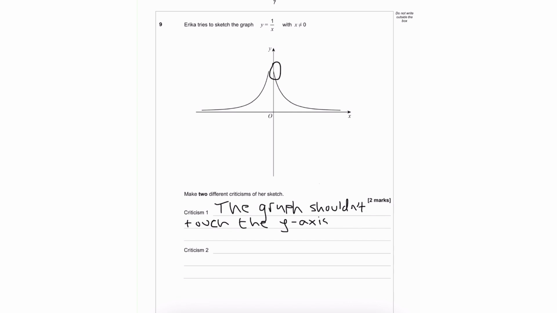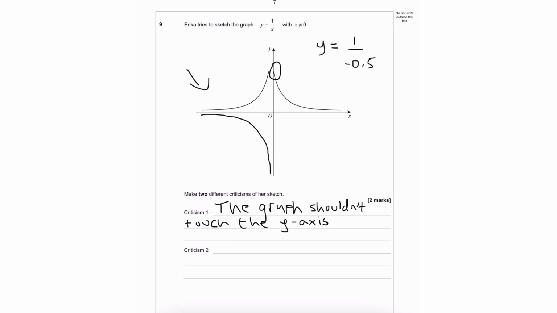The second problem with the graph is that on the left-hand side over here, when x is less than 0, then y should only take on negative values. If we took x as, let's say, minus 0.5, then y is going to be equal to minus 2. So 1 over any minus value is a minus value. So the graph actually should look something like this.